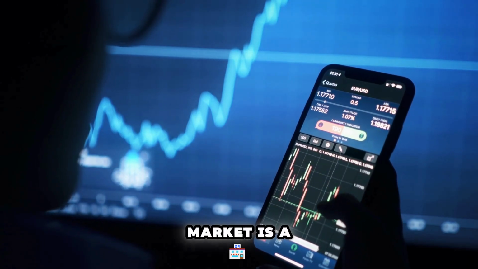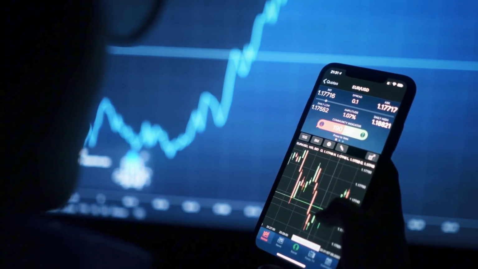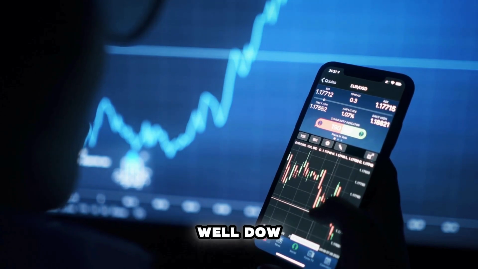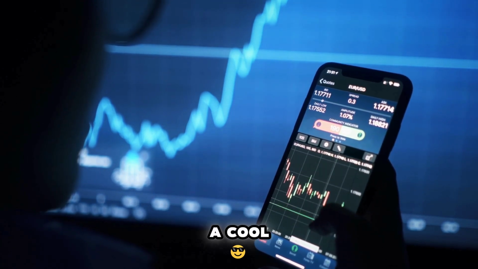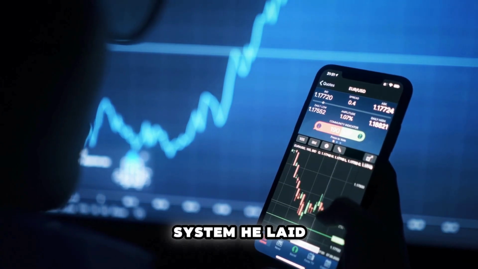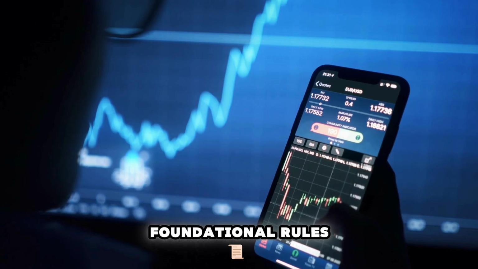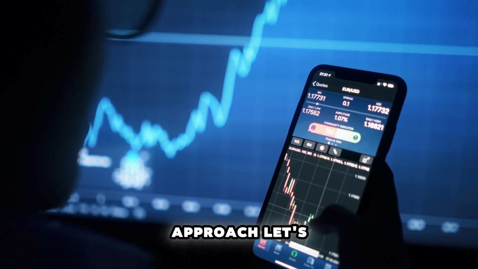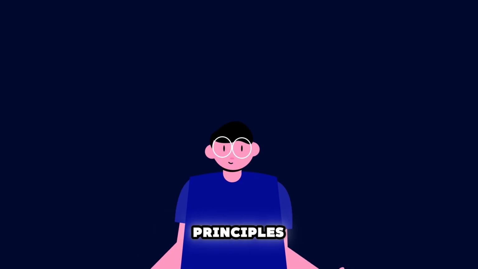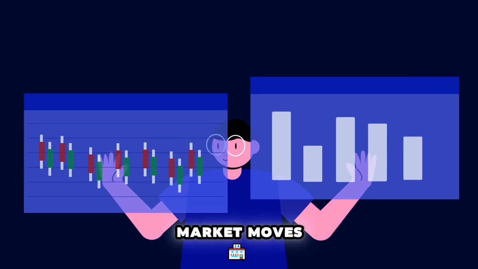So if the market is a reflection of human psychology, how do we actually read it? Well, Dow didn't just leave us with a cool idea. He gave us a system. He laid out 6 core principles, and these are the foundational rules for the entire approach. Let's get into them. The first 3 principles are all about how the market moves.